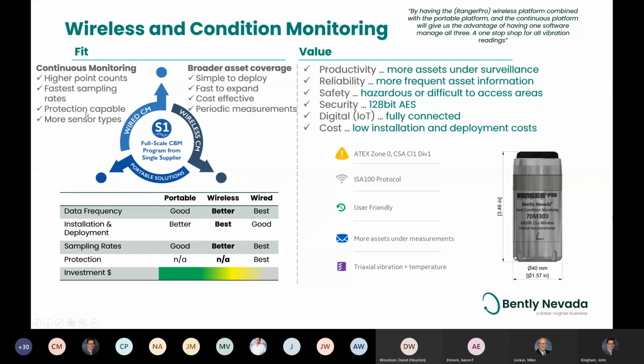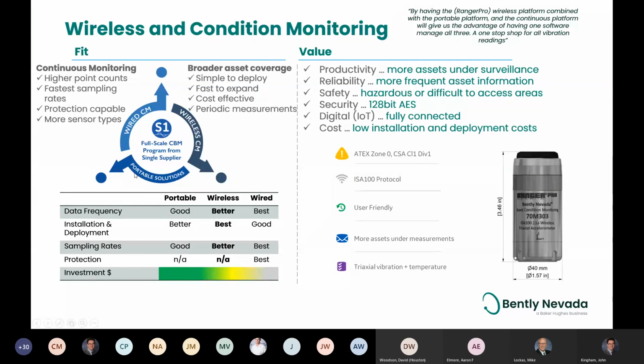You wouldn't want to use a handheld route, for example, where you're taking data once a month for protection, because you could have a failure an hour after the guy leaves, and you won't know it for another month, right? So you need to have continuous sampling to have protection. And the other thing that our continuous wired monitors can do is accept different sensor types. They're not limited to accelerometers. They can have thermometers, proximity probes, pressure transducers, temperature sensors, etc.